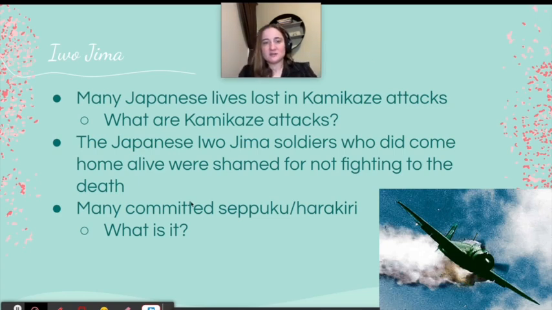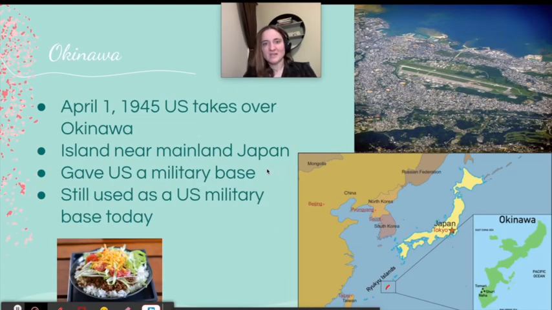The Japanese Iwo Jima soldiers who did come home alive were very shamed for not fighting to the death. Many of them committed seppuku or harakiri, which, I think I talked about this during The Last Samurai, is where the samurai commits a ritual suicide and then someone that they trust cuts off their head. Very interesting.